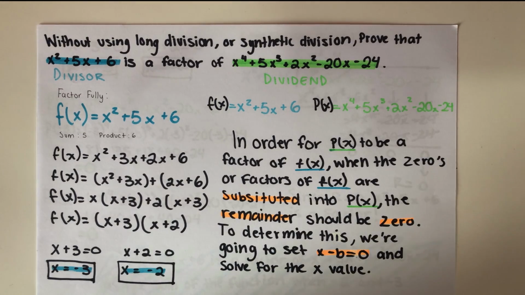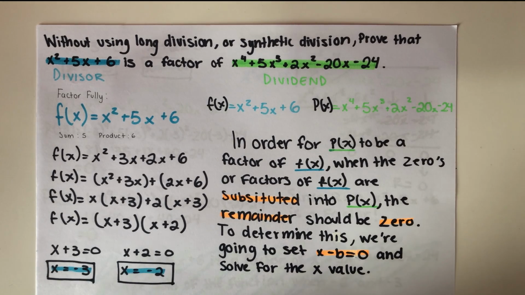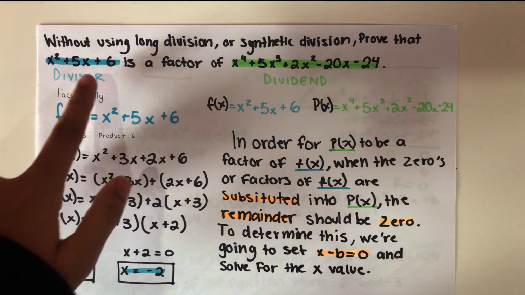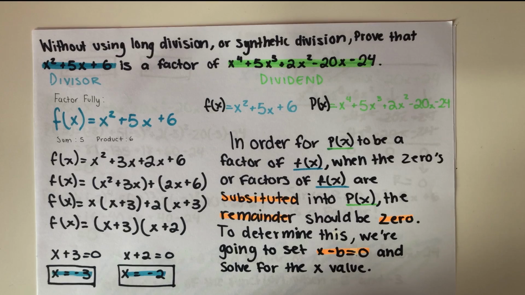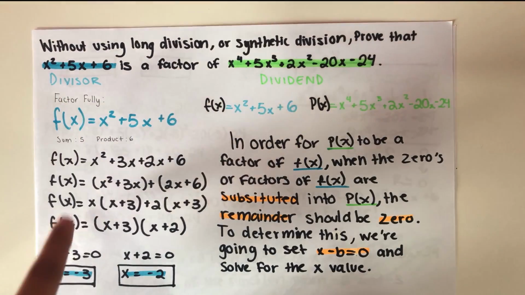Okay, so here we have a question. Without using long division or synthetic division, prove that x squared plus 5x plus 6 is a factor of x to the power of 4 plus 5x to the power of 3 plus 2x to the power of 2 minus 20x minus 24. So already from the question, we can tell that this is our divisor and this is our dividend. So first we're going to start off by factoring our divisor first, okay?